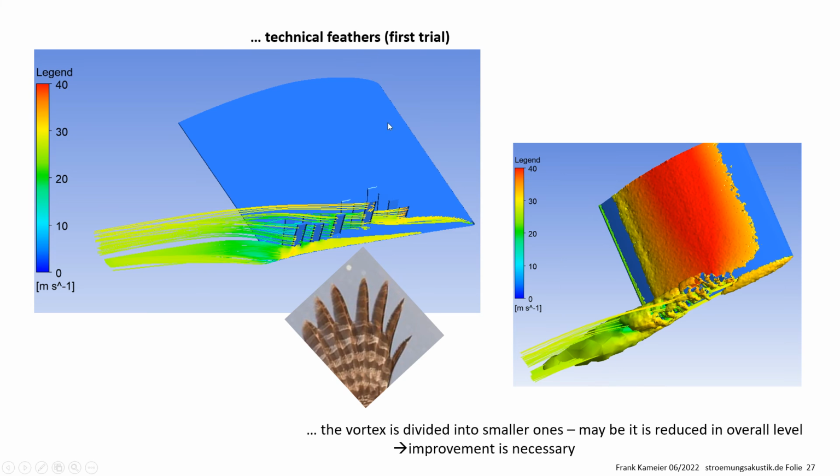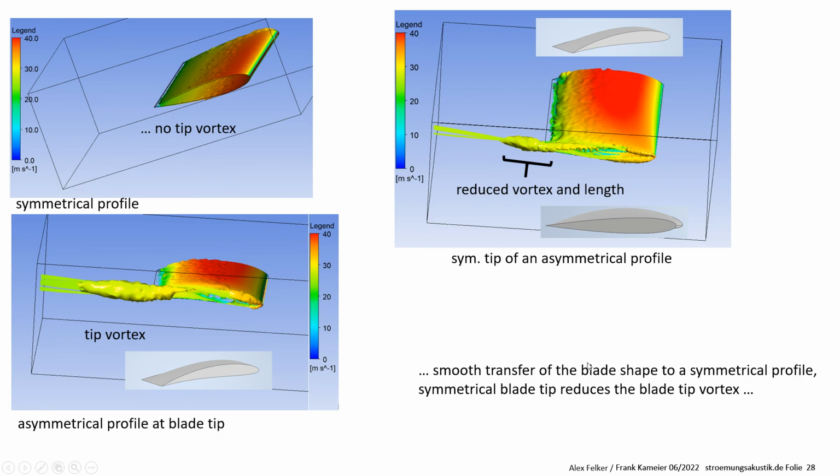That's the first try. It's a simple try, and it's visible that the big vortices are reduced, divided into smaller ones. And the overall intensity level of the big one is reduced, but improvements are necessary and further research is necessary.